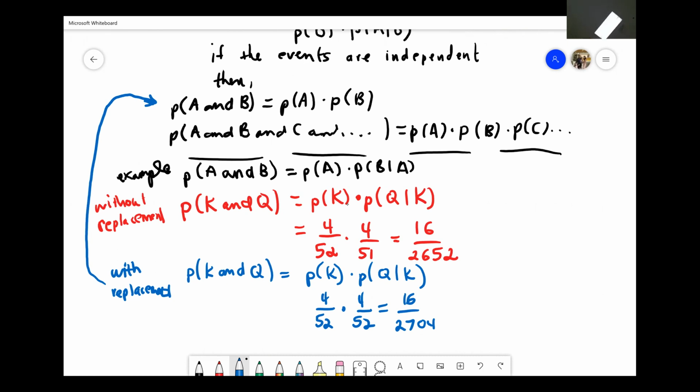Nothing changed. How many ways can I pick king? 4 ways. How many ways can I pick a queen? 4 ways. How many ways can I pick the first card? 52 ways. I put the first card back in. How many ways can I pick the second card? 52 ways. So there's 2,704 ways I can pick the cards. There's 16 that will get king and queen. Make sense? Now, obviously, that takes care of the main rule.